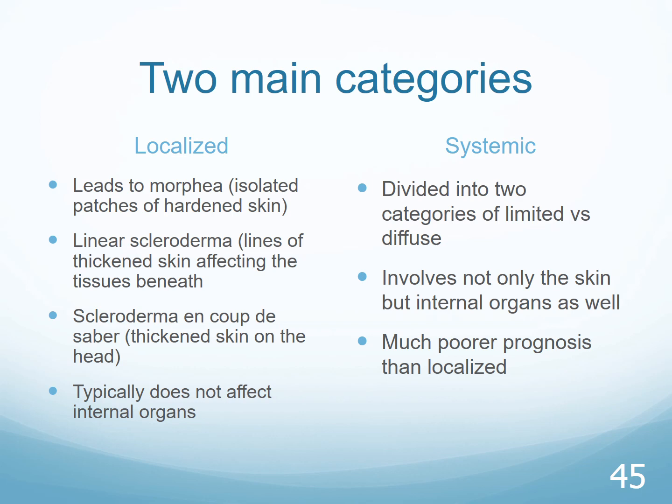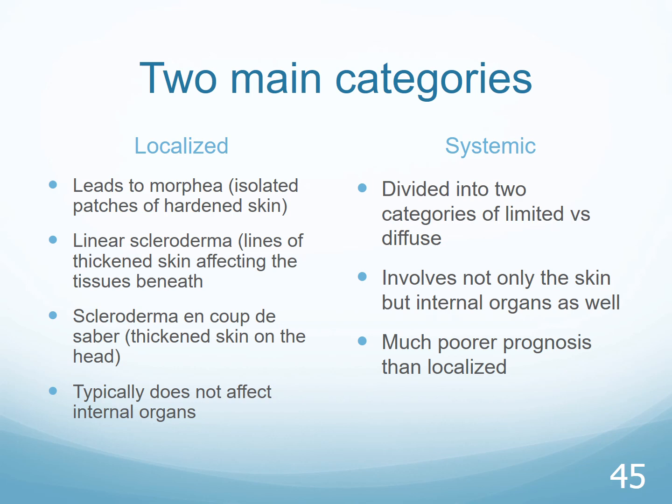And so scleroderma en coup de sabre is thickened skin on the head. You may have seen this if you think way, way back to the days when you were in the nursing home, semester number 1, and you were caring for the elderly, and maybe you have a gentleman, or an elderly woman, and you're helping her brush her hair, or you're helping them wash up, and you notice that they have these patches of hard skin on their scalp. That's what this is. And localized scleroderma typically does not affect internal organs.